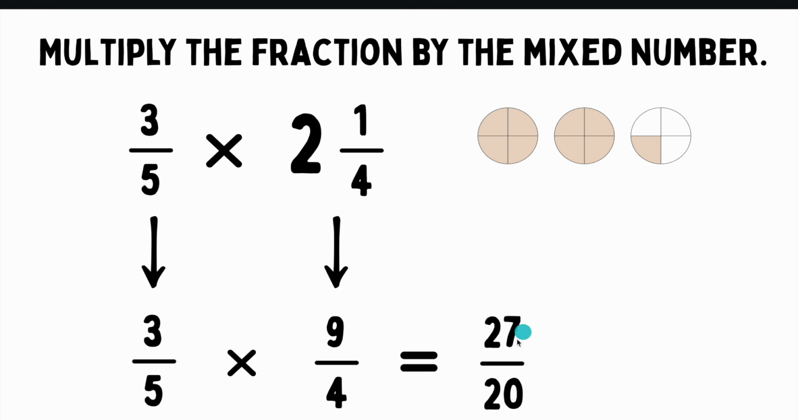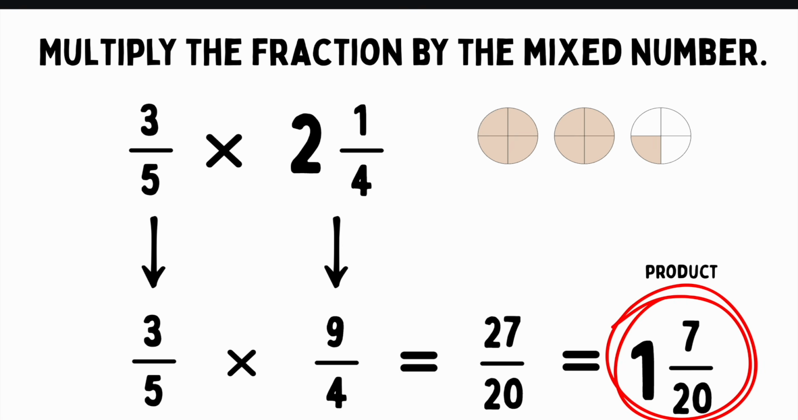We have 27/20ths. Let's turn this fraction greater than 1 whole into a mixed number. Well, I know I can pull 20/20ths and make 1 whole, and I'd only be left with 7/20ths. The product is 1 and 7/20ths.